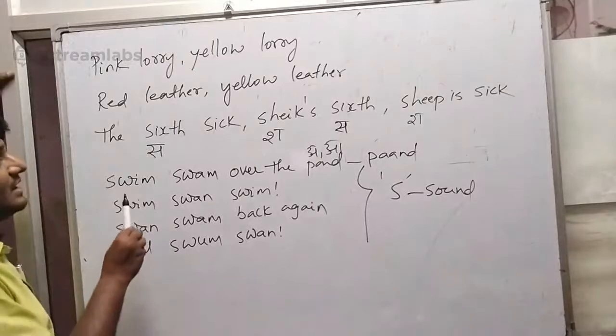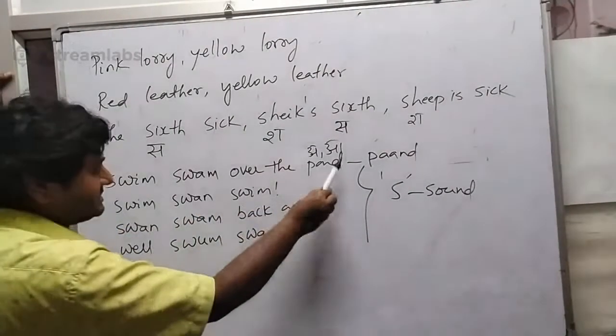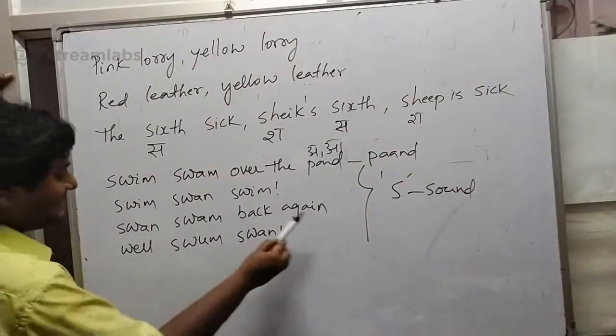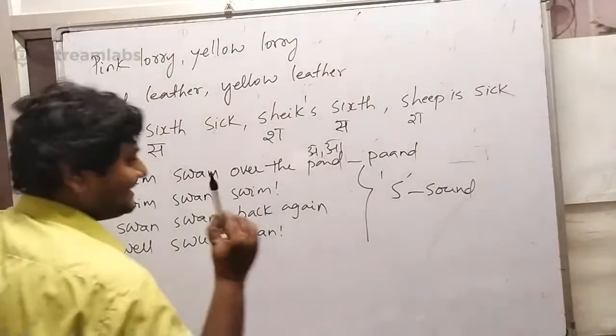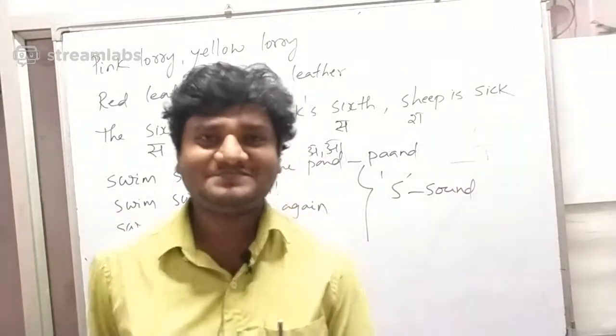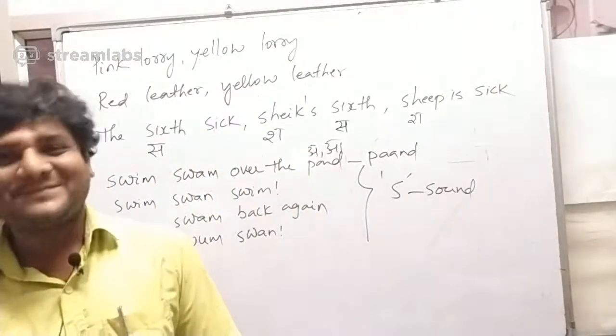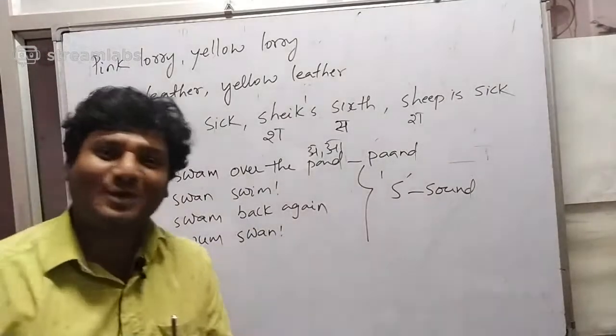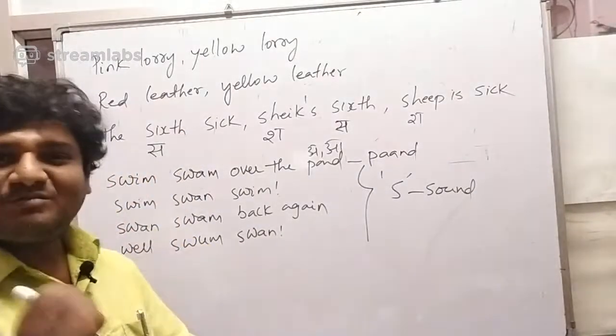I'm repeating. Swim, swam, over the pond. Swim, swan, swim, swan, swam, back again. Well swum, swan. Go ahead. We have no option. We have to learn by hook or crook.